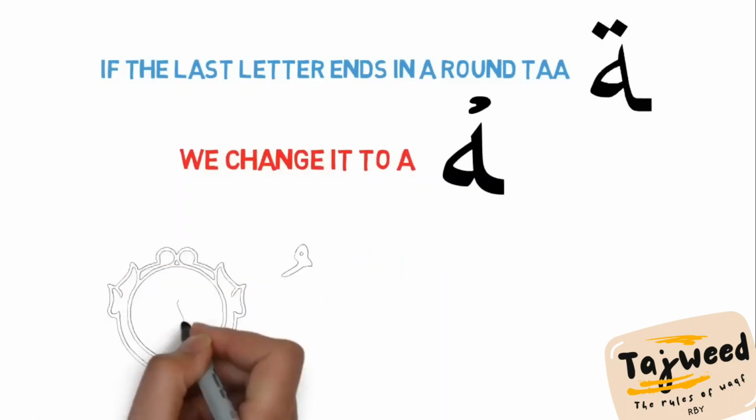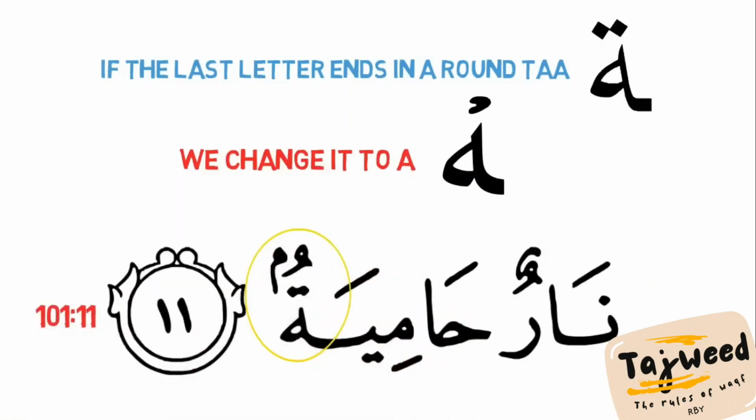For example, we see ta marbuta at the end of the word. The word reads hamiyatun. When we are reading and come to stop, we change it to ha with sukun. Now the word reads hamiyah, with a ha at the end.